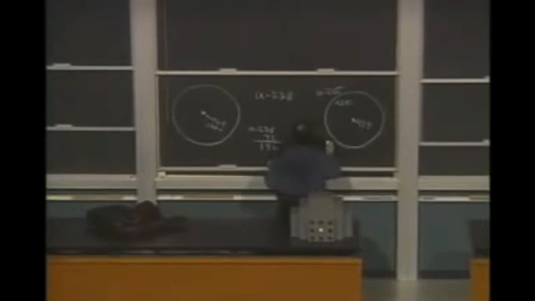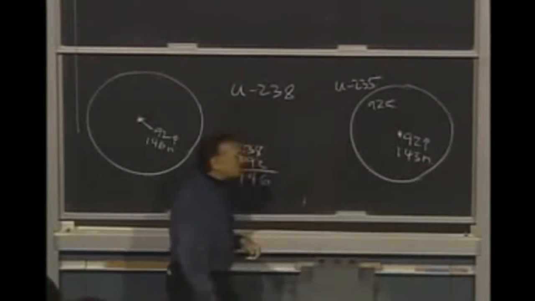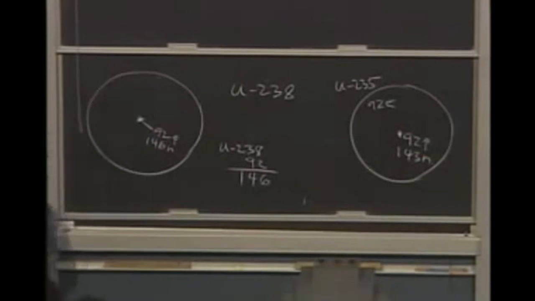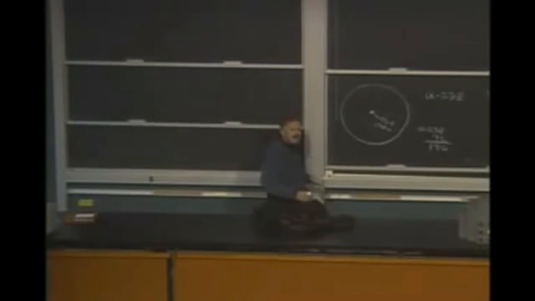92 protons. But it has 3 fewer neutrons. That's 143 neutrons. Turns out uranium-235 is radioactive. It has a half-life of about 1 billion years. Go back to the beginning of the solar system, and there was lots of this stuff. It was abundant. And then it started decaying.